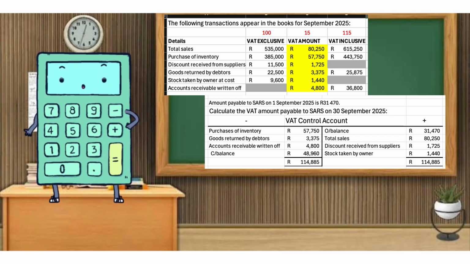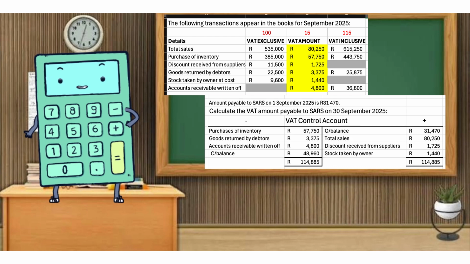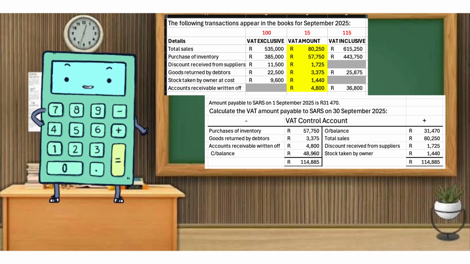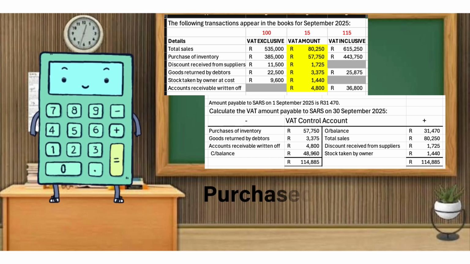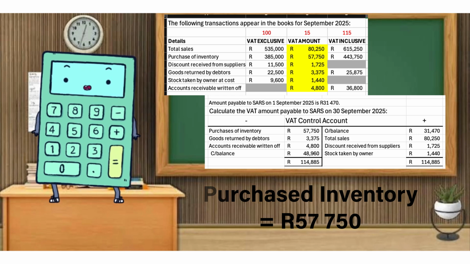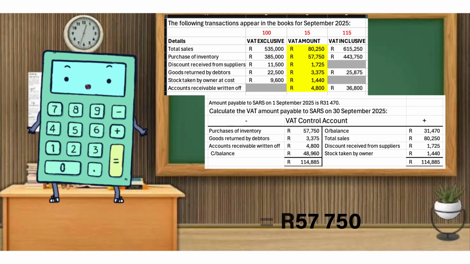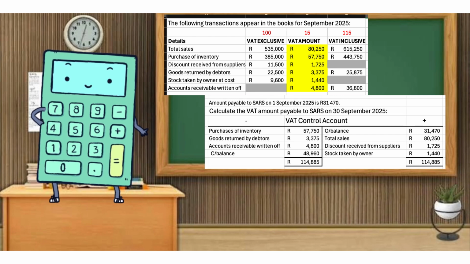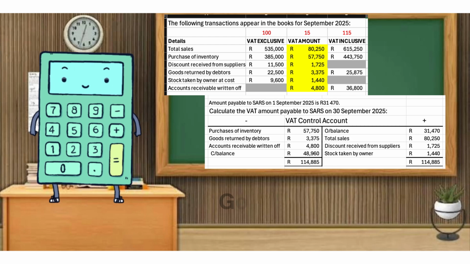Now for the good news. The debit side is for all the VAT input. This is the VAT we've paid to other businesses, and we can claim it back from SARS. Purchases of inventory amounted to 57750. This is the VAT we paid when we bought products to sell. Since we're not the final consumer, we get to claim this back.